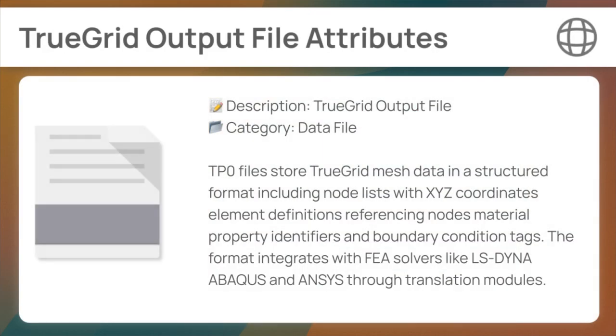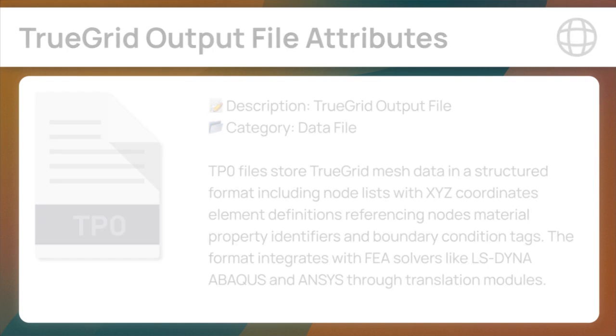TP0 files store TrueGrid mesh data in a structured format, including node lists with XYZ coordinates, element definitions referencing nodes, material property identifiers and boundary condition tags. The format integrates with FEA solvers like LS-DYNA, ABAQUS and ANSYS through translation modules.